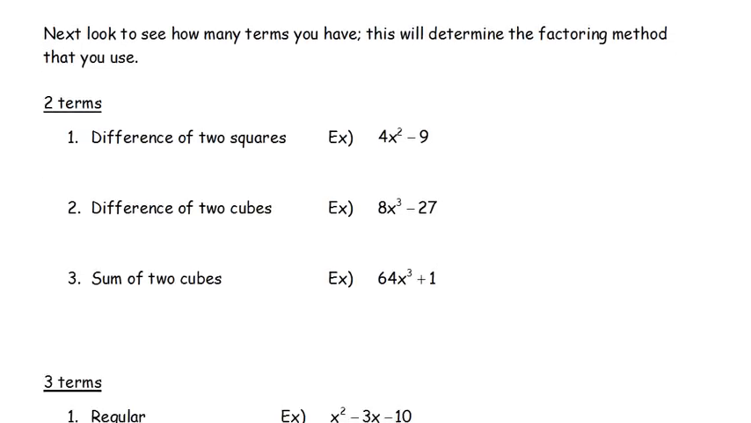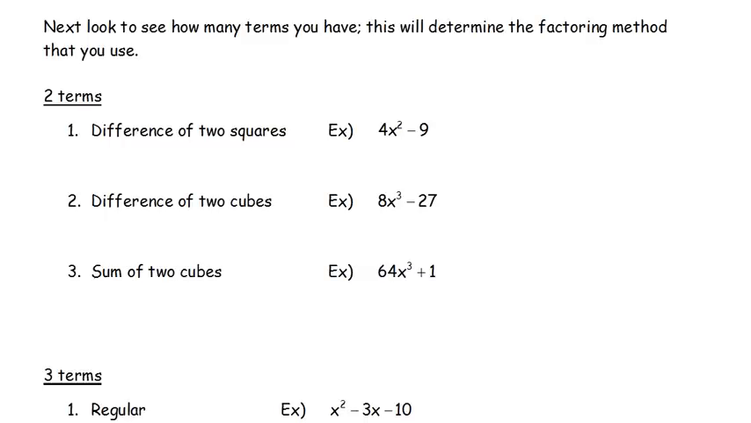If you have two terms that you are trying to factor, there are three different options of what you may have to do. The first one is difference of two squares. If we have the difference of two squares, remember the difference means we are subtracting, and two perfect squares. So we look here, 4x squared is a perfect square, 9 is a perfect square, and we have subtraction.